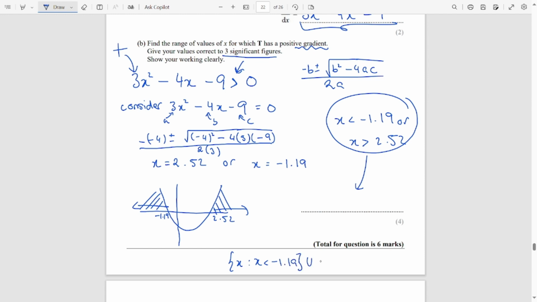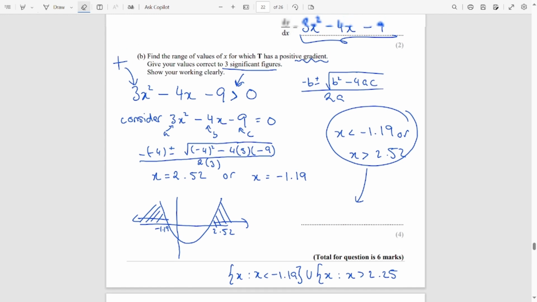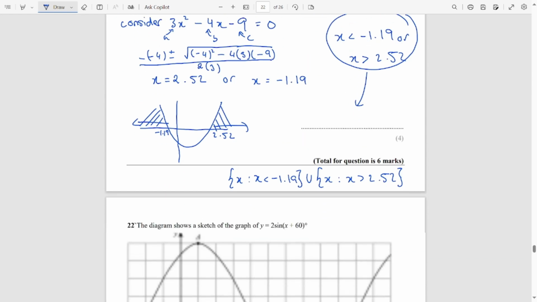and then I would do a U for the union, that's like the or part, and then I would do the second set, so this is x such that, x colon always, and then I write out that second part, x greater than 2.52, and then you can close off those curly brackets. It's very rare. I hardly, if ever, see them ask for set notation for these kinds of questions, but just in case, that's how you would do it if you are asked.